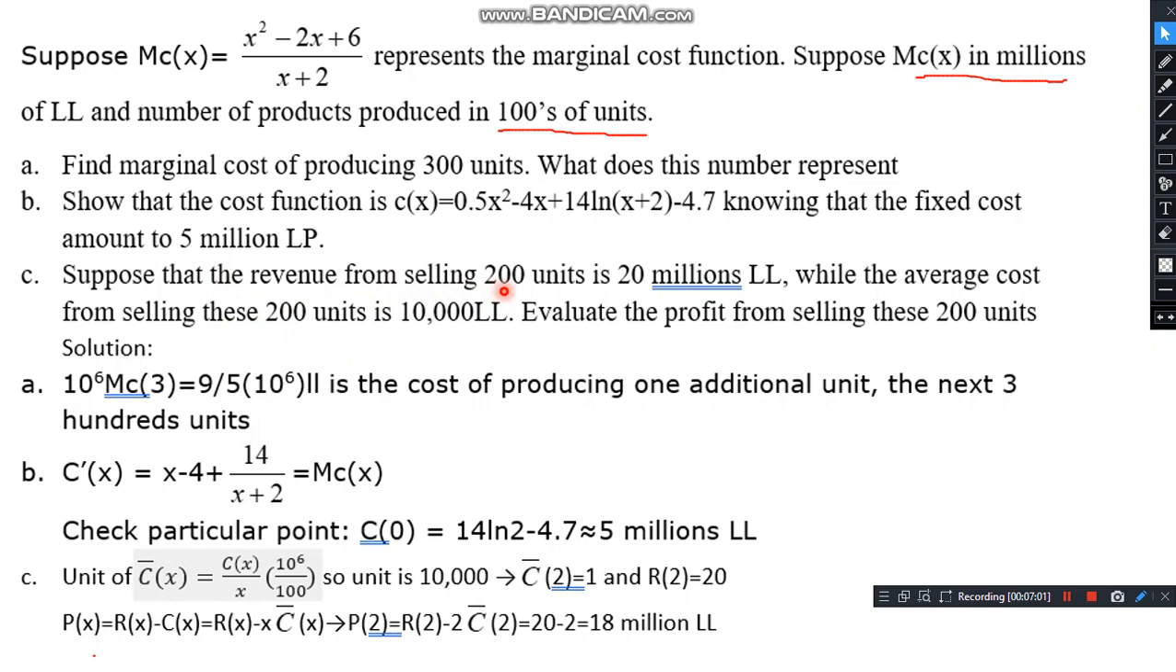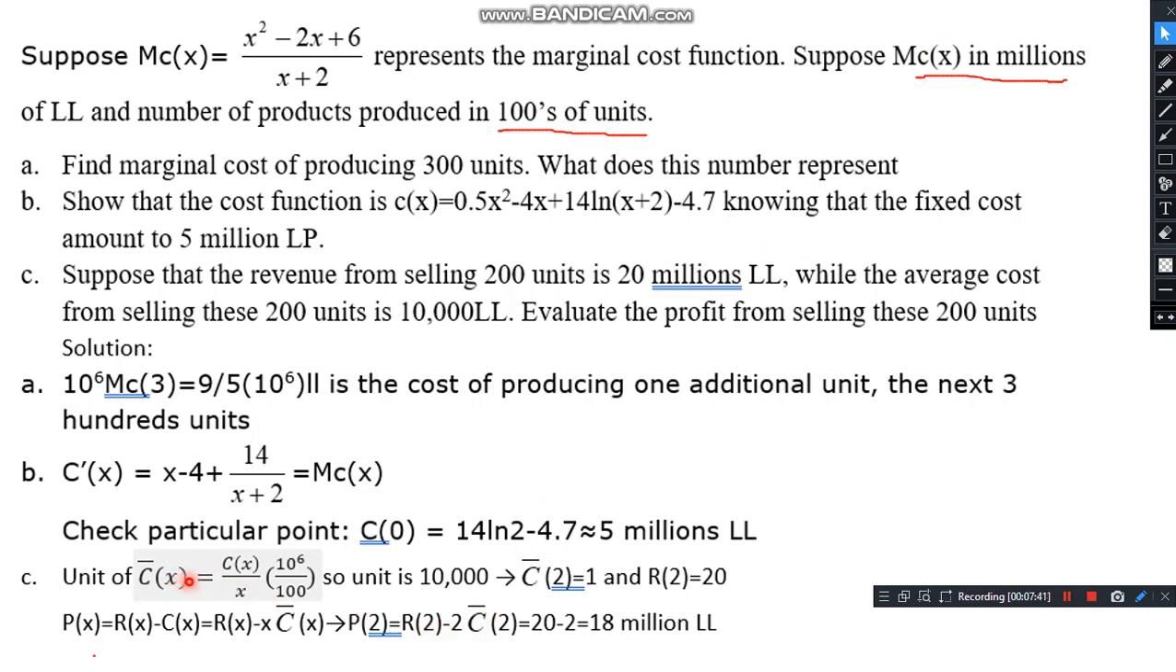Suppose the revenue from selling 200 units is 20 million. So what I gave you here is the revenue from selling 200 units, 20 million Lebanese lira, while the average cost from selling 200 units is 10,000. Evaluate the profit from selling these 200 units. First of all, the profit is revenue minus cost. So the revenue, and the cost is X C bar. And I want the profit from selling 200 units. First of all, the revenue from selling these 200 units is 20 million. But because it's in millions, I put it as 2.